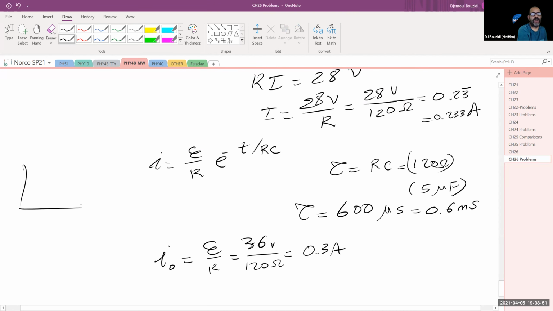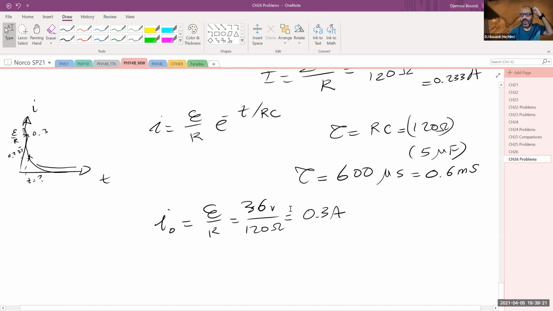This is the graph we're looking at. It's the charging of a capacitor with the current, okay? So in this case, I starts at epsilon over R and starts to drop exponentially. So we're here somewhere in the graph. We are at this time T, which we need to find, okay? So the current was 0.3 amps. Now it's down to 0.233 amps, okay? So that's basically what this graph is. This is time, and this is the current I as a function of time, okay? So we need to find this, and it's very easy to do in this case.